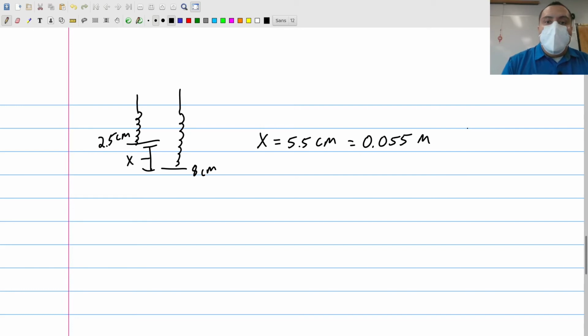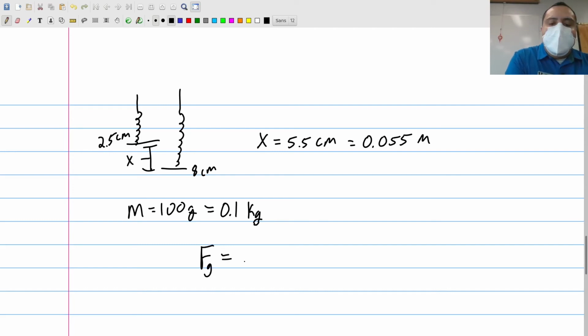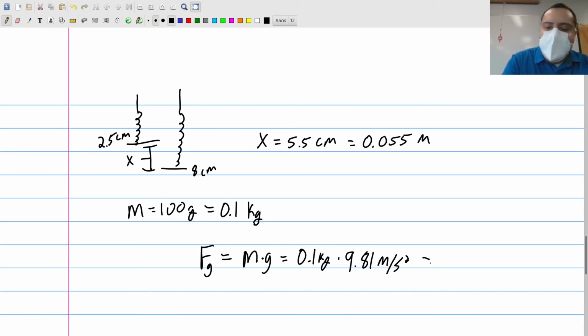Now, we know we put a 100-gram mass on this spring, which is 0.1 kilograms. Because we're on Earth, we also know the amount of force that we used. We can figure that out because the force due to gravity is equal to m times g, that's 0.1 kilograms times 9.81 meters per second squared, which is equal to 0.98 newtons, or almost 1 newton. So we know the force that we put on it.